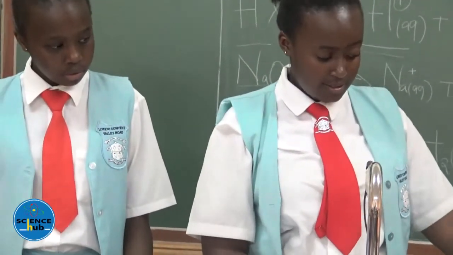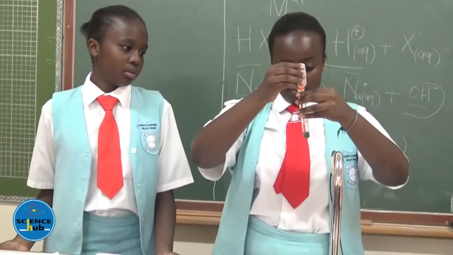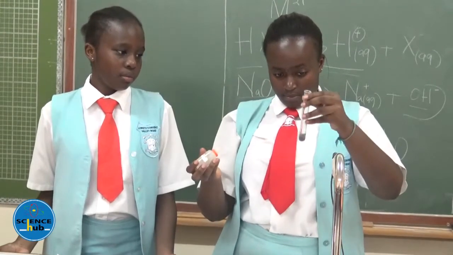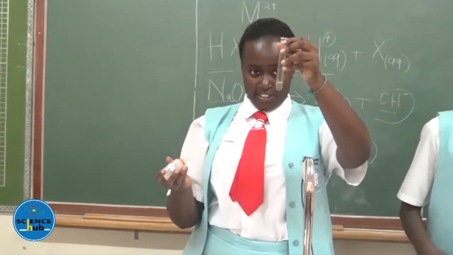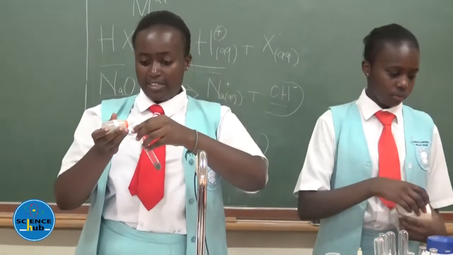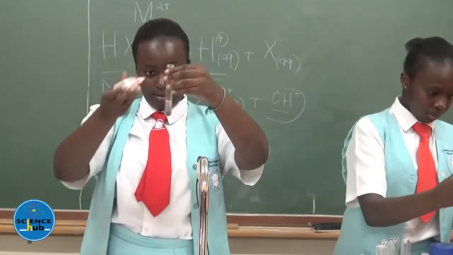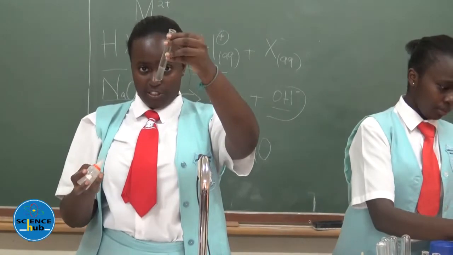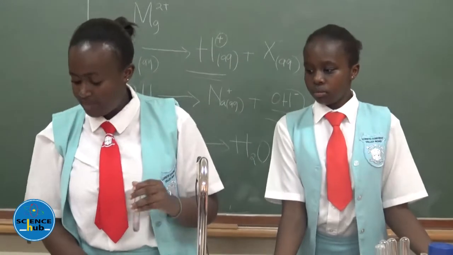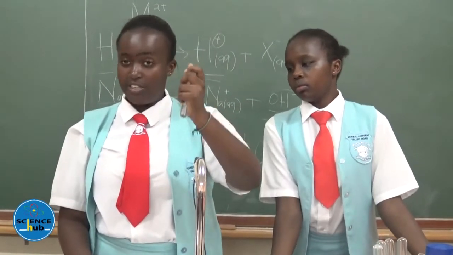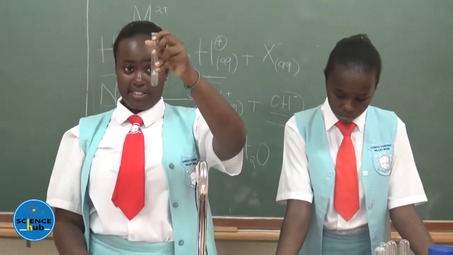sodium hydroxide. The salt has not yet dissolved, so we're going to put in excess. As we shake, we can see that the salt still doesn't dissolve. That signifies that the magnesium ions are insoluble in sodium hydroxide, both in dropwise and in excess.